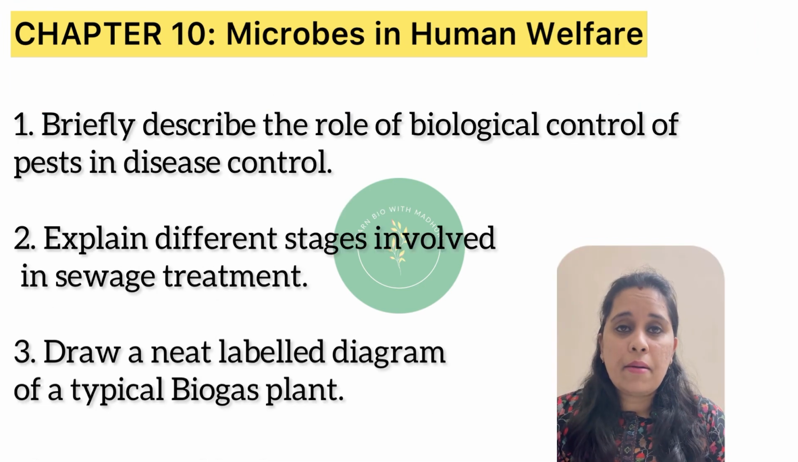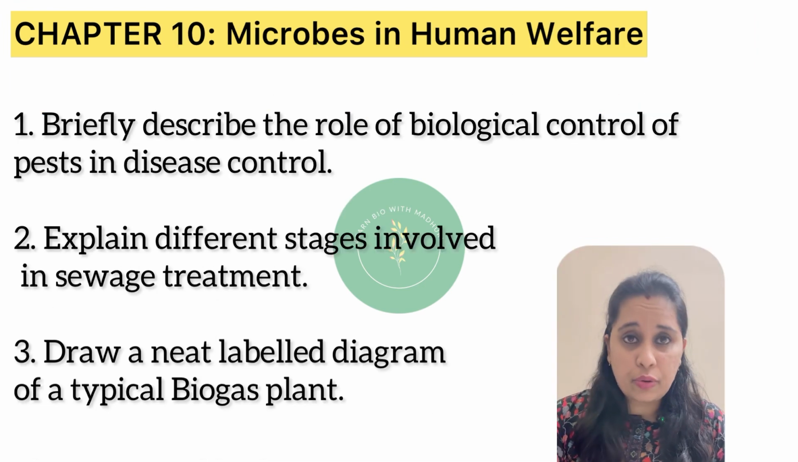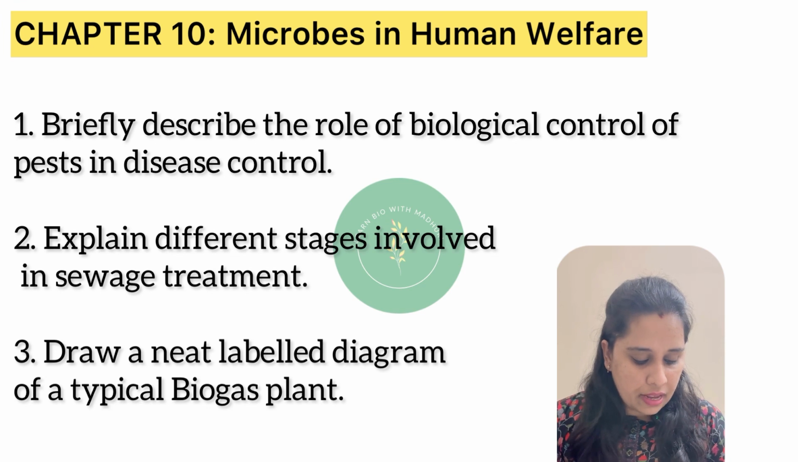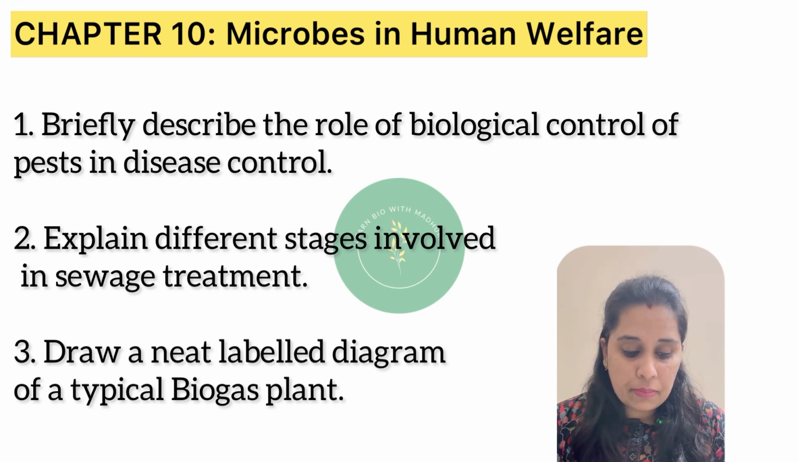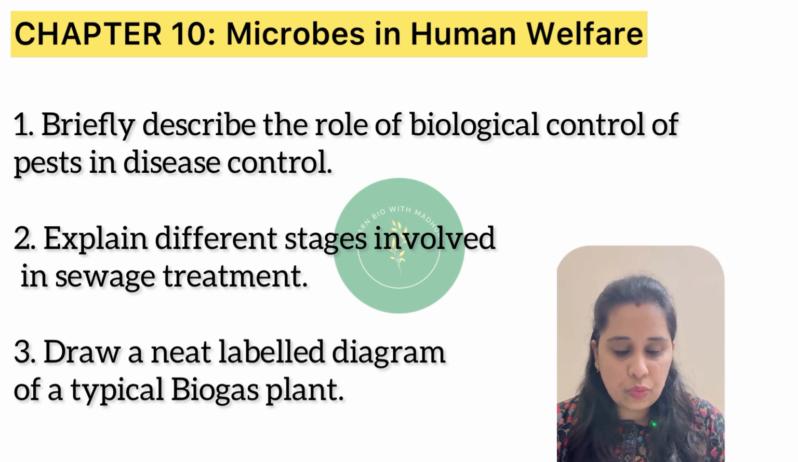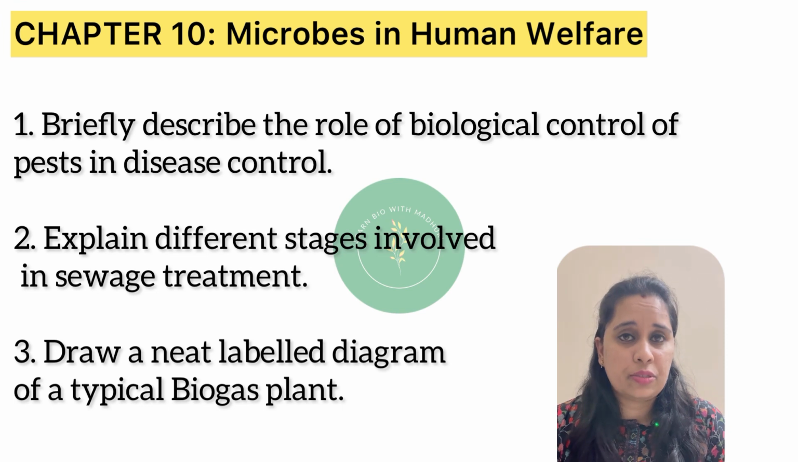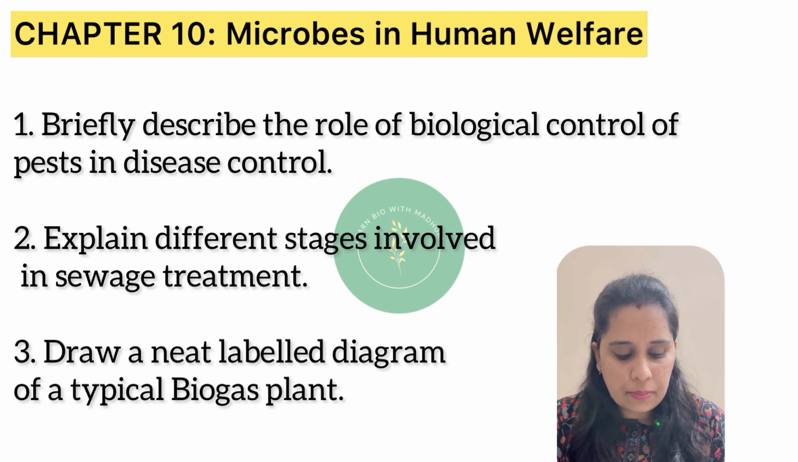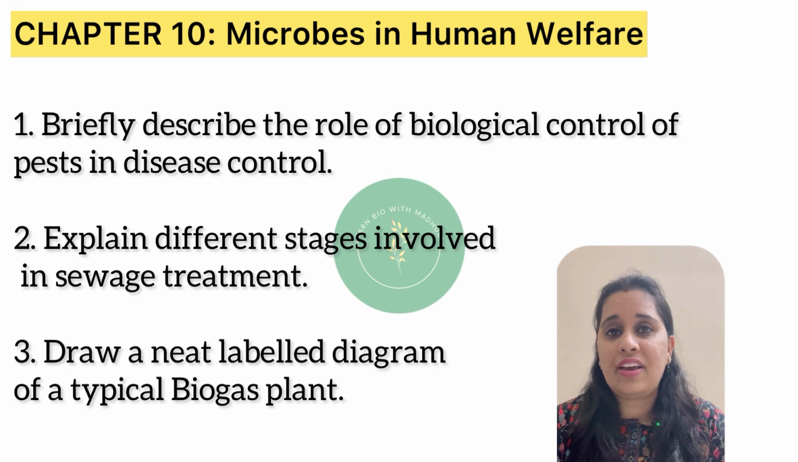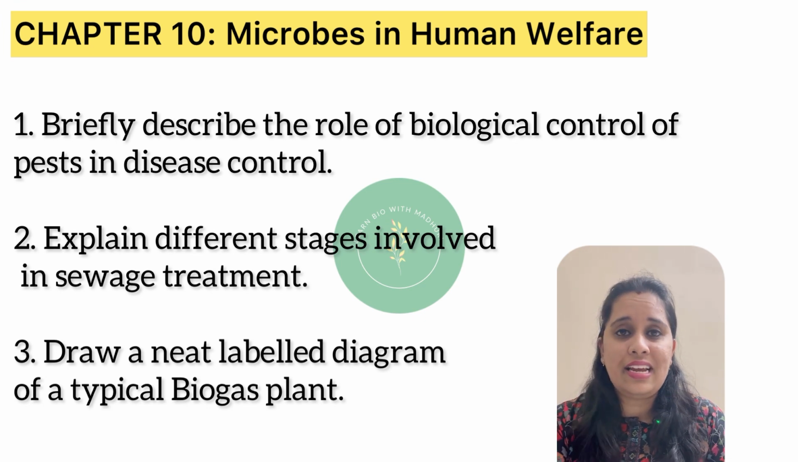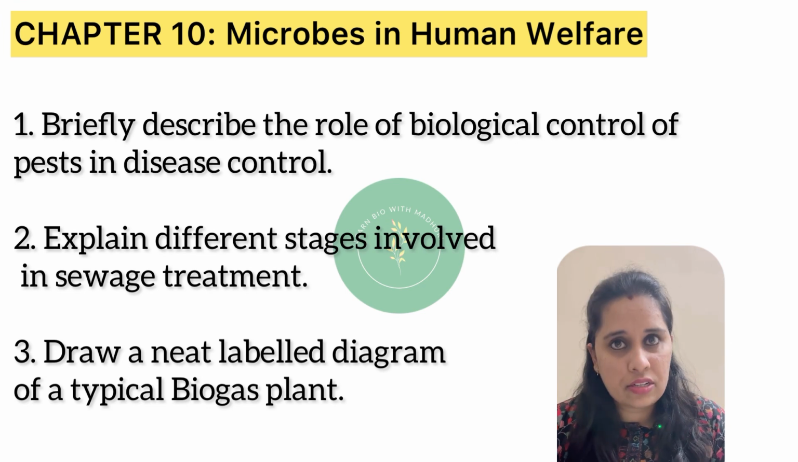Chapter number 10, microbes in human welfare. So question number 1 important here is briefly describe the role of biological control of pests in disease control. Okay. Question number 2, explain different stages involved in sewage treatment. This question has been repeatedly asked. Question number 3, draw a neat label diagram of a typical biogas plant. Very, very, very important, with a neat label diagram. Looking into the NCERT textbook, you have to learn this properly.